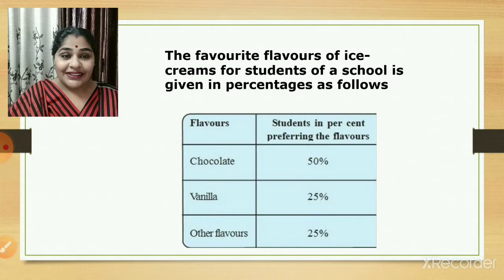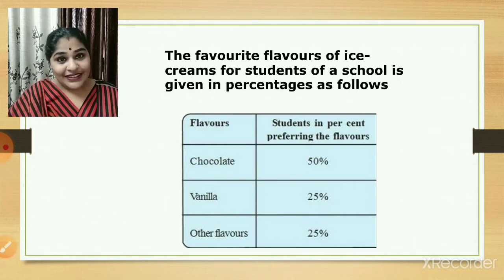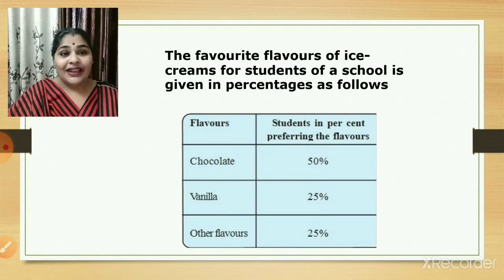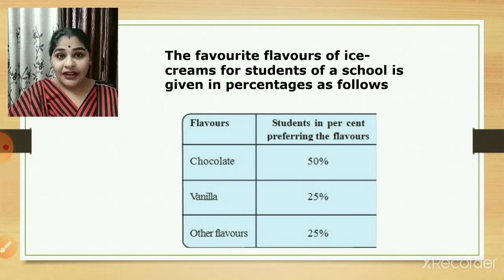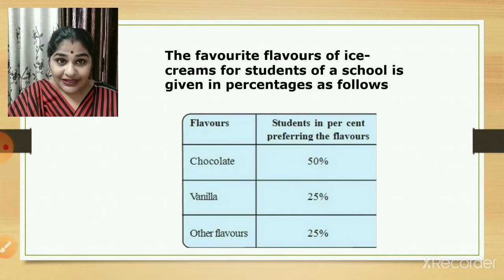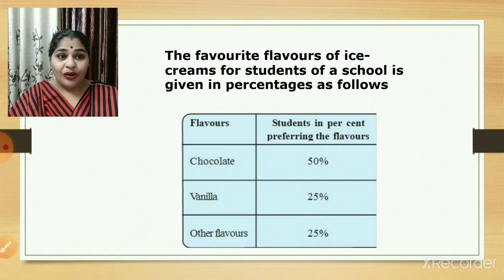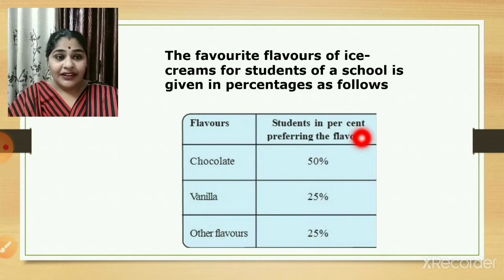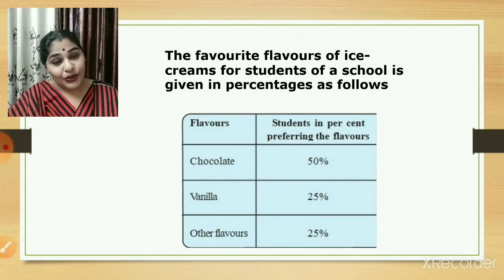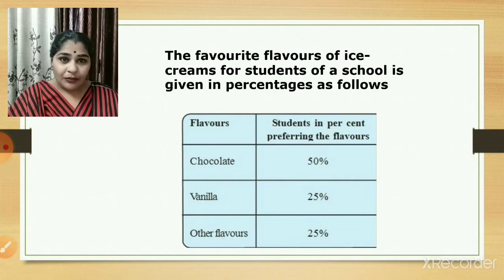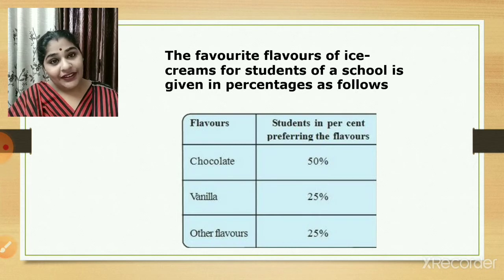One example I'll take here. The favorite flavors of ice cream for students of a school have been given as follows in percentage. Now children, there are two possibilities. Either the data will be given in the percentage form or the data will be in numbers. If it is in percentage, see here, if you total the data, it is given 50%, 25% and 25%, the total should be 100. If numbers are given, children, you have to just find the total.